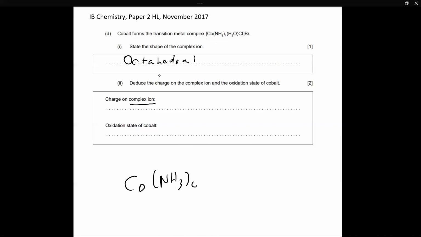So let me just write this over here again. Now, what is the charge on this complex ion? In order to determine the charge on this complex ion, we also have to consider bromine on the outside. Even though it's not really a part of this, you still have to consider it, because the oxidation state of cobalt and the charge on these other molecules and atoms or ions contribute to the overall charge.